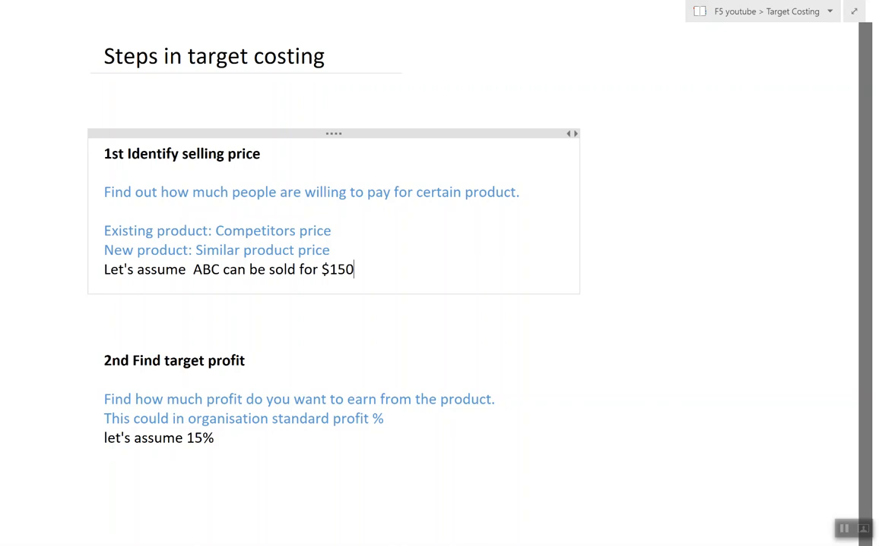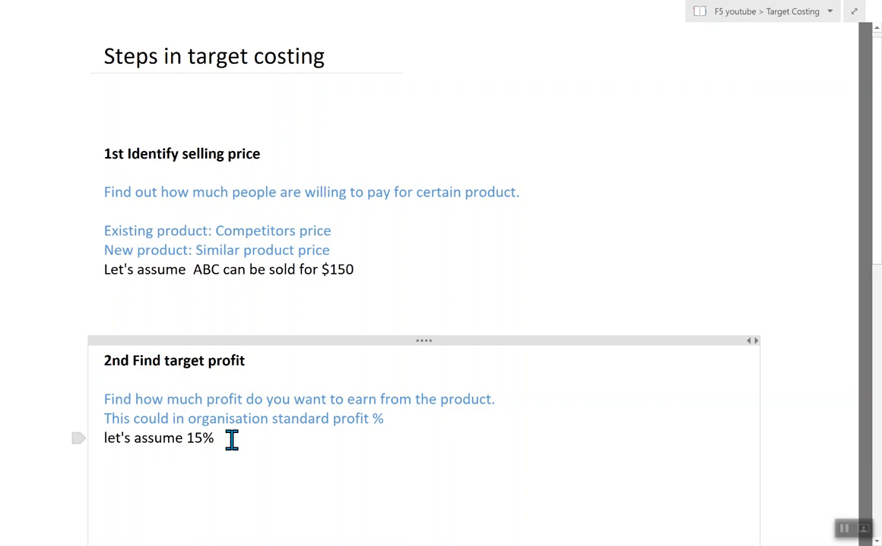Next thing we find is target profit. This is the profit that we want to earn. Maybe it is a target profit margin that we need to achieve. So whatever it is, it will be given in the question. So let's assume we want to make 15% profit on the product. That would make it 22.5 profit. So obviously we don't want to just sell the product without earning anything. We need to have profit in mind as well. Otherwise, what is the point in selling the product?